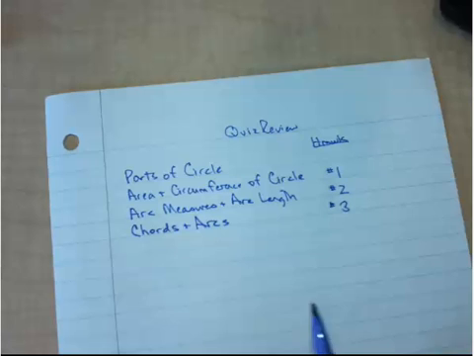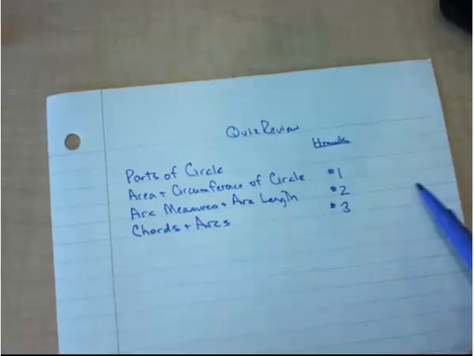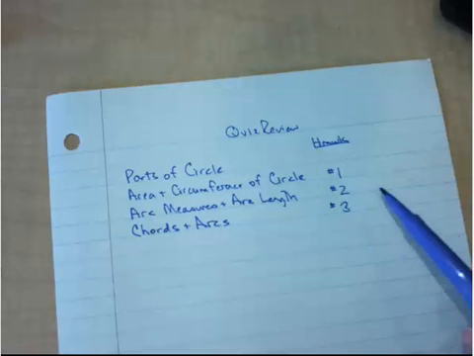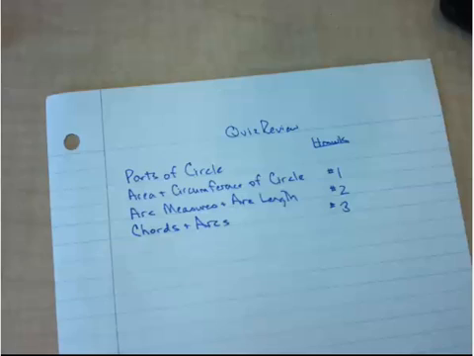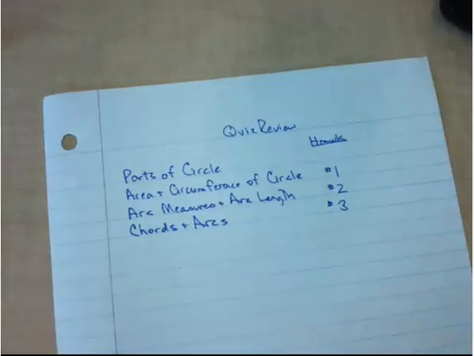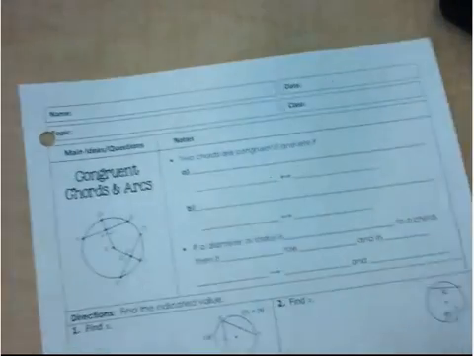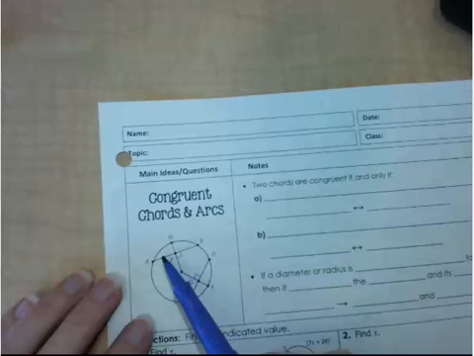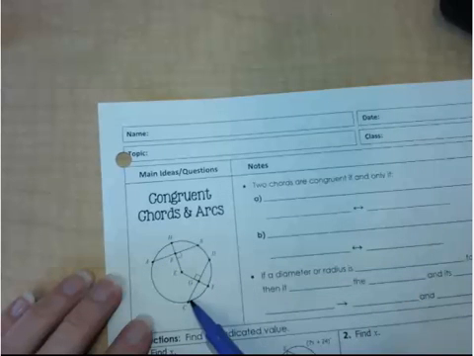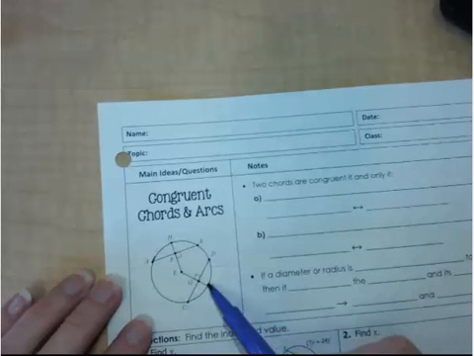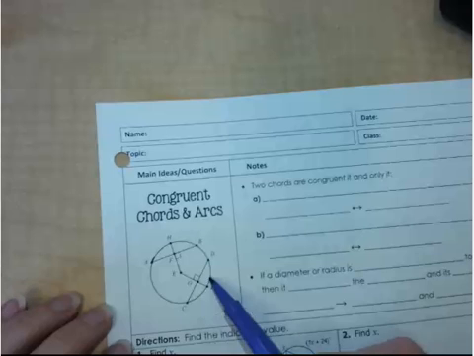All right, lastly, we are going to look at chords and arcs, and I put the homeworks that these were covering. Parts of the circle was really in homework number 1. So with chords and arcs, we want to pay attention again to the fact that if my chords are congruent, then these arcs are congruent. If they tell me that these arcs are congruent, then the chords are congruent.